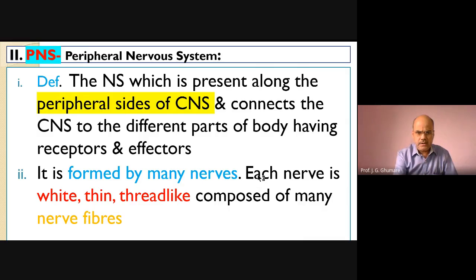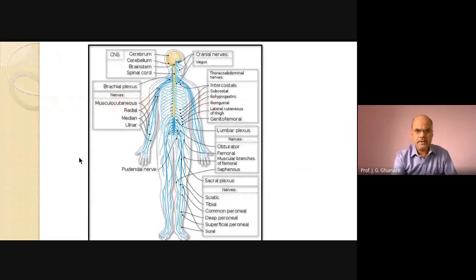When we say one nerve, it will be a white, thin, thread-like structure composed of many nerve fibers. Remember, this system is made up of only nerves. We don't have organs here. Only nerves will be there. Here I am giving a summary picture. Here is the brain. Here is the spinal cord. Whatever nerves start directly from the brain, or the ones which start from the spinal cord, go to the different parts of the body, and this will form the peripheral nervous system.